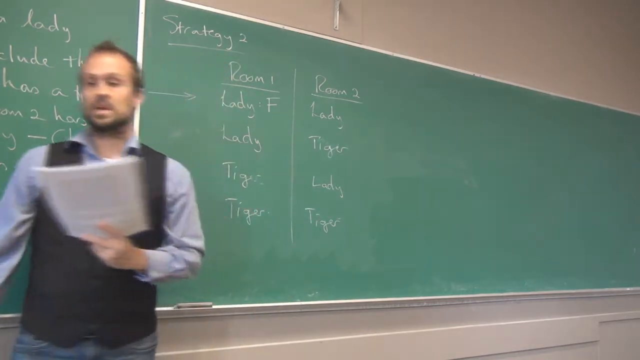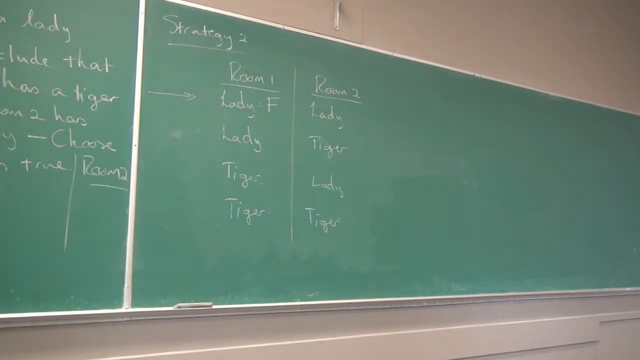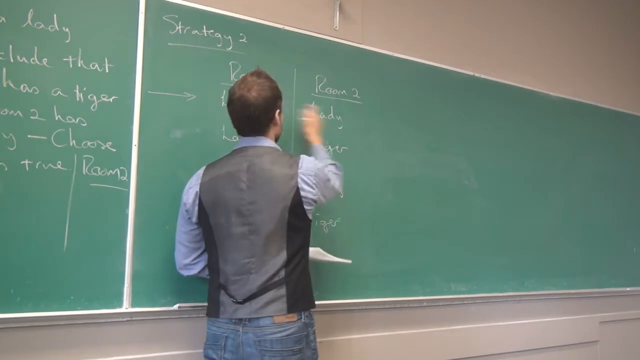Room 2: In one of these rooms there is a lady, and in one of these rooms there is a tiger. True or false? False, because they're both ladies.